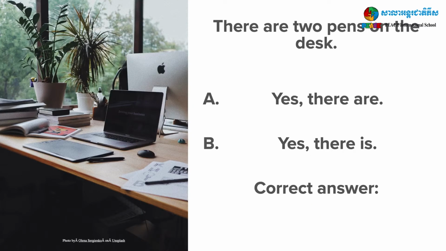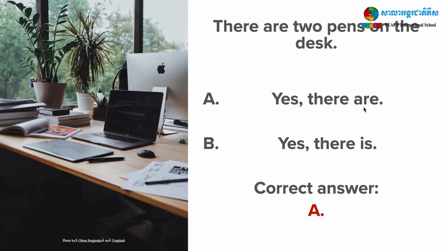Let's do one more. There are 2 pens on the desk. A, yes, there are. B, yes, there is. What is the correct answer? The correct answer is A.